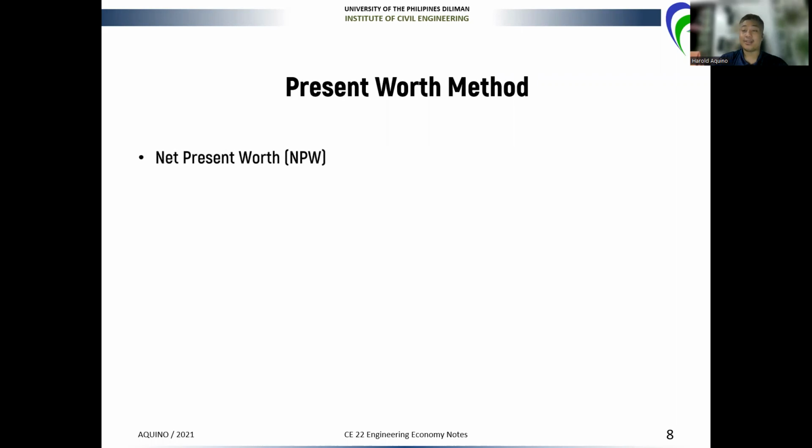So with the present worth method, to put it simply, we just need to get the net present worth of all the cash flows occurring in a project. So what we need to do to get the net present worth is to bring the entire cash flow to year zero using an interest rate equal to MARR. I'm confident that from the previous lesson, you learned how to move cash flows through time. So when getting the net present worth, we bring all the cash flows to year zero using an interest rate equal to MARR.